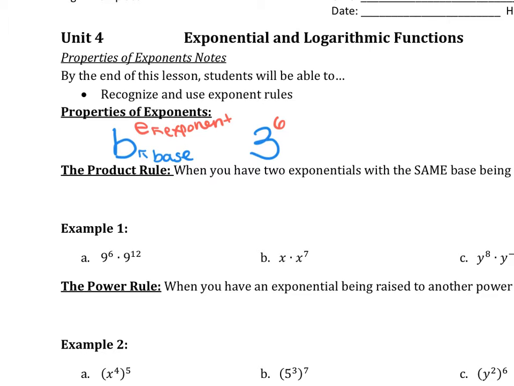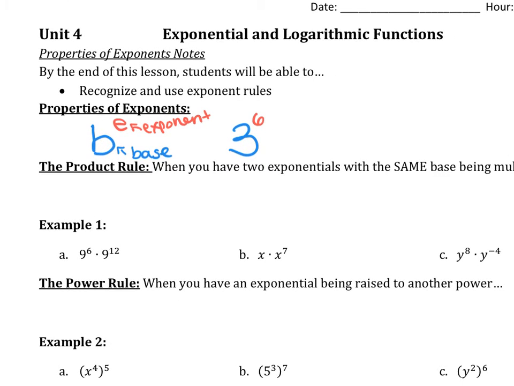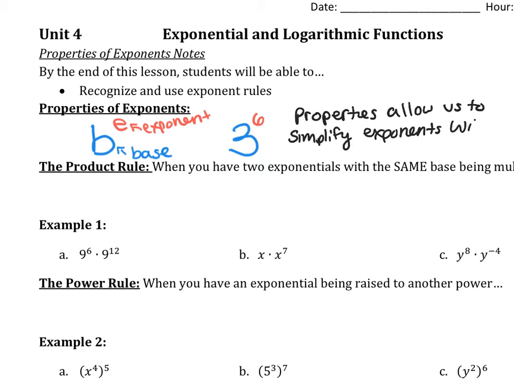And the properties of exponents that we're going to learn today will allow us to simplify these exponents when they have the same base. The same base, meaning they have that same number that's being raised to an exponent. It's like they would all have 3 to some power.